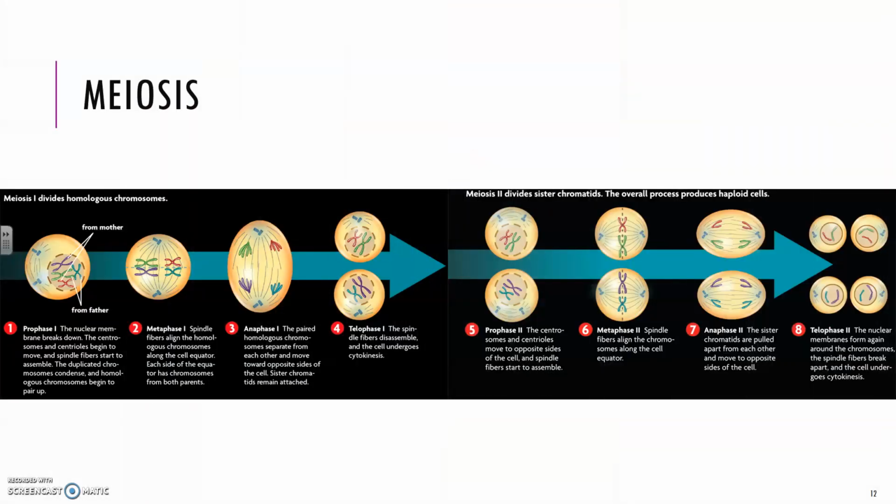So this is the summary of the entire thing. We have meiosis 1 dividing the homologous chromosomes, separating them from each other. Then you go into meiosis 2, and you take those 2 cells that were produced in meiosis 1 and divide them again, and now you're down to haploid cells that only have a single copy of the DNA.